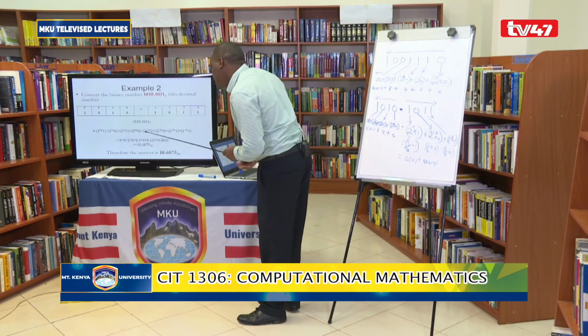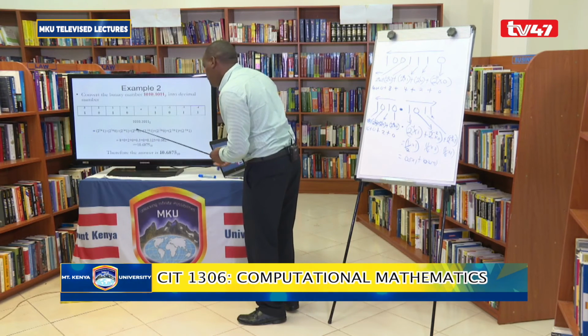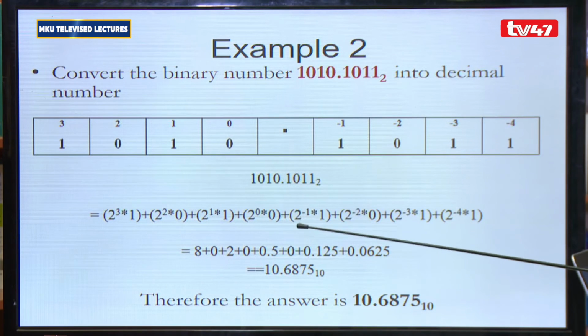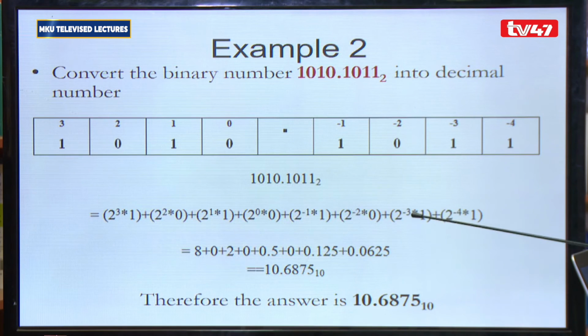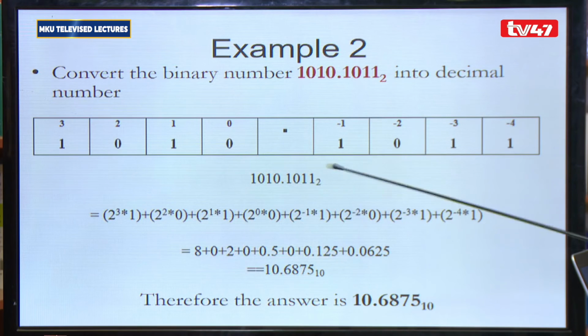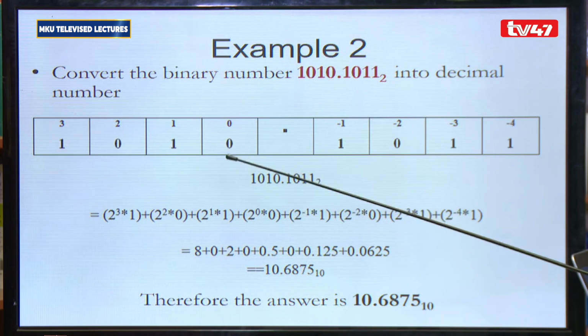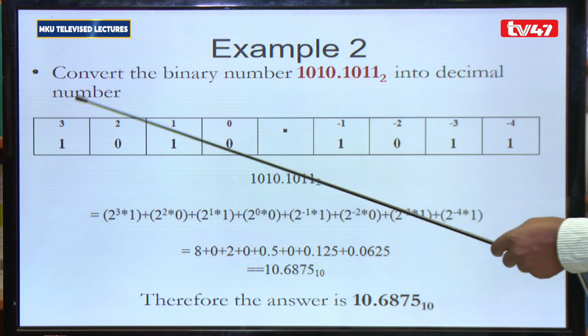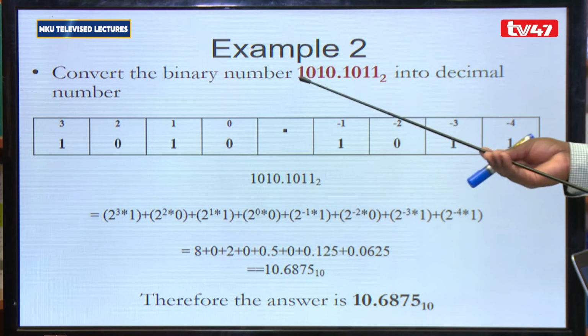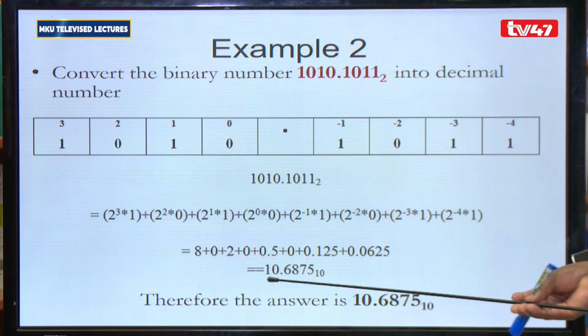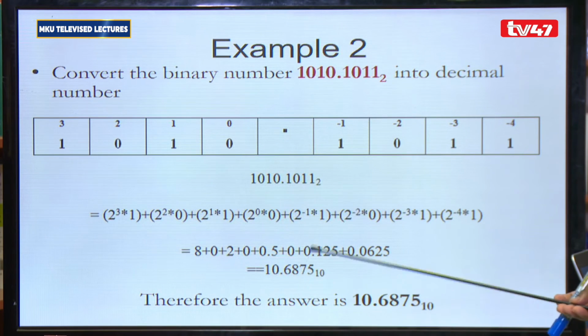From the decimal point, we have 2 to the power negative 1, 2 to the power negative 2, 2 to the power negative 3, 2 to the power negative 4, as you move towards this side. On the whole number side you multiply with 2 to the power 0, 1, 2, 3. Because this was a fractional binary number, you end up with a fractional decimal, 10.6875 base 10. So that's how we convert a binary number into a decimal number.